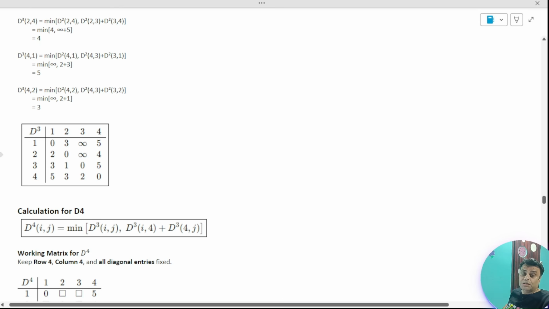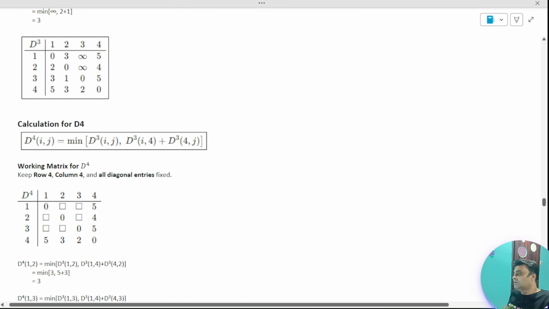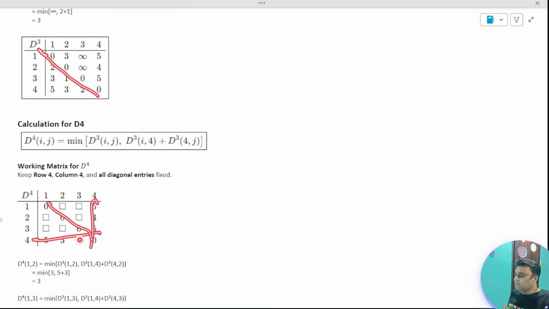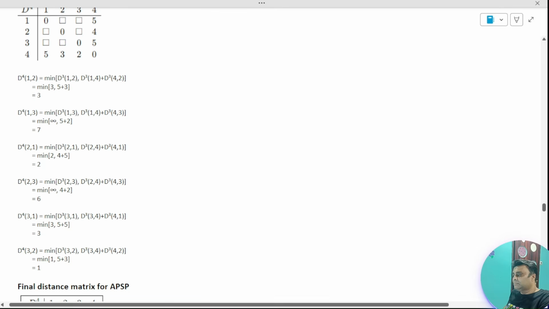We have to go till D4. Why? Because we have 4 vertices. That's why we have to go till D4. In D4, this is our starting matrix. So D4 we will block, diagonal we will block. We will not calculate them. Only these are left, so we will calculate them. That's the way to calculate.